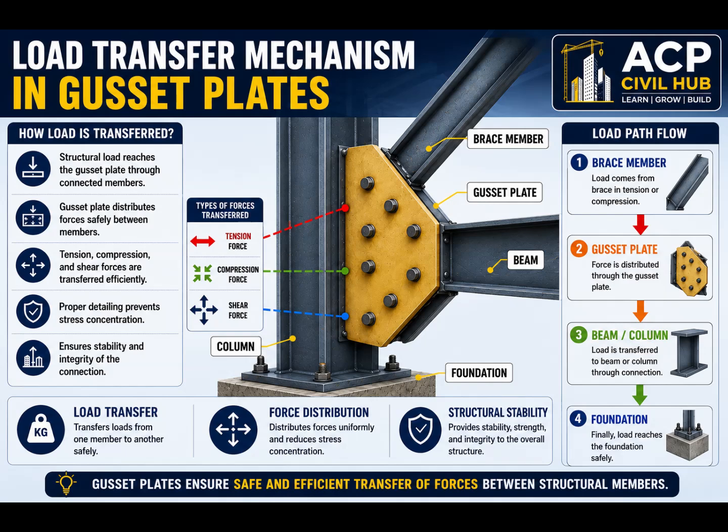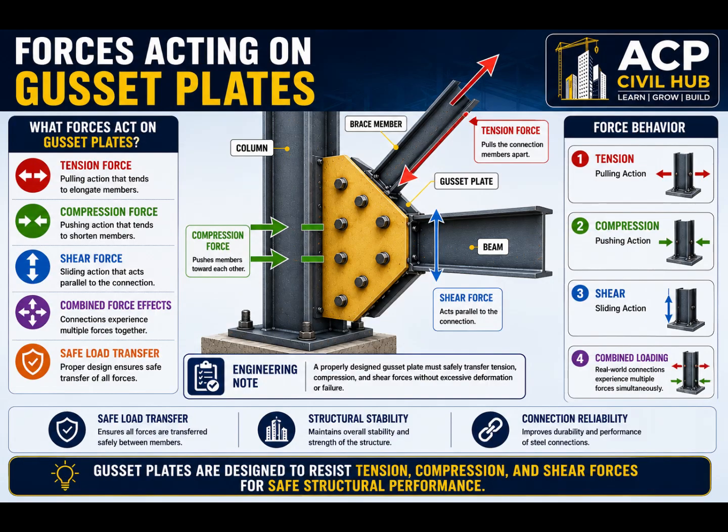A properly detailed gusset plate helps distribute forces uniformly and prevents stress concentration at the connection. This improves structural stability and overall performance. Several types of forces can act on a gusset plate connection. The first is tension force. Tension force tends to pull the connected members apart. The second is compression force. Compression force pushes members toward each other and may cause buckling if not properly designed. The third is shear force. Shear force acts parallel to the connection and attempts to slide one member relative to another.